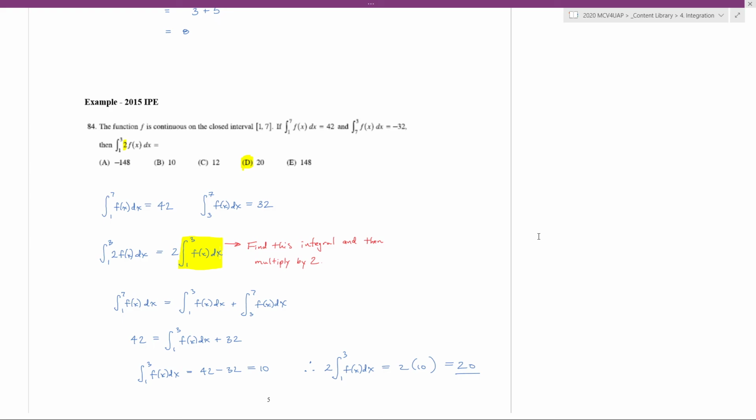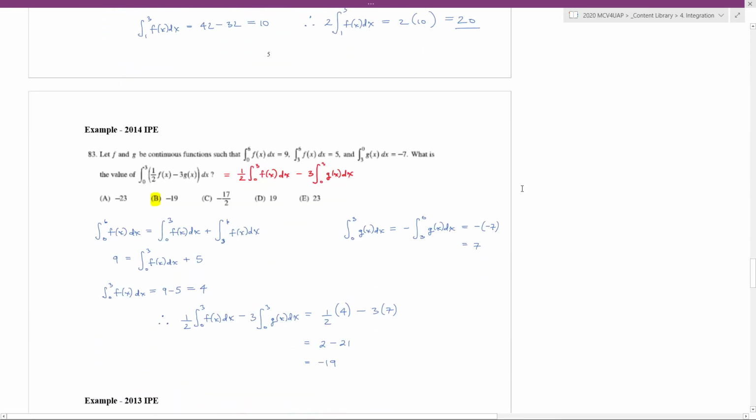Okay? So really what we're doing is you're given a bunch of integrals, and you're going to write integrals as the sum of other integrals. Right? Breaking it up into sections. If we want the entire definite integral, we can break that up, sub in the values you know, and solve for the ones you don't know. That's kind of the strategy every time.